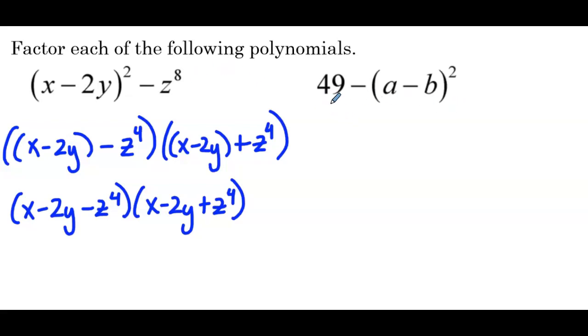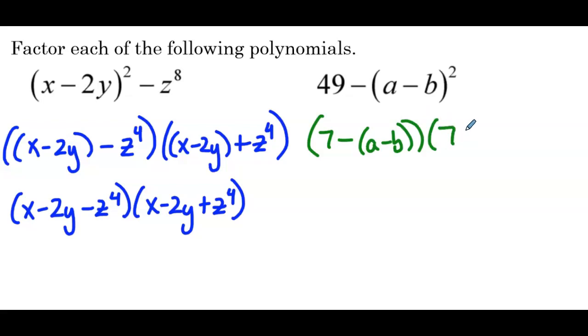Our last example, 49 minus the quantity a minus b squared. Okay, 49, perfect square, good. A minus b squared, perfect square, good. Taking the difference of those two terms, perfect. So now we're going to factor with the difference of two squares method. So the square root of 49 is 7, minus the square root of a minus b, quantity squared, which is a minus b. Make sure you keep those parentheses around a minus b here.